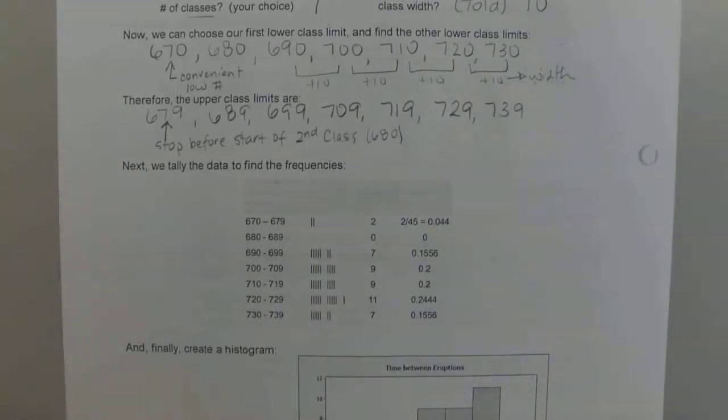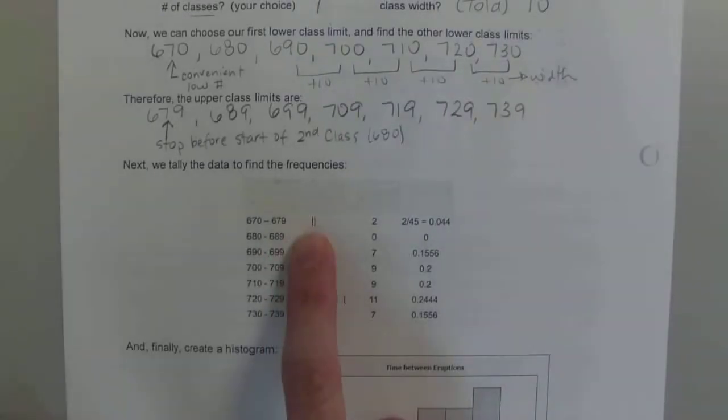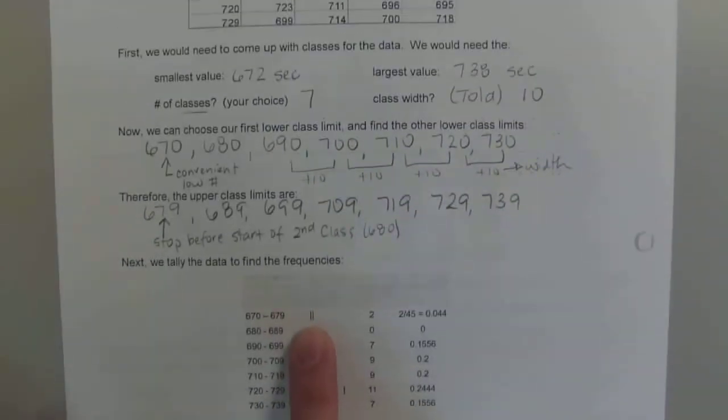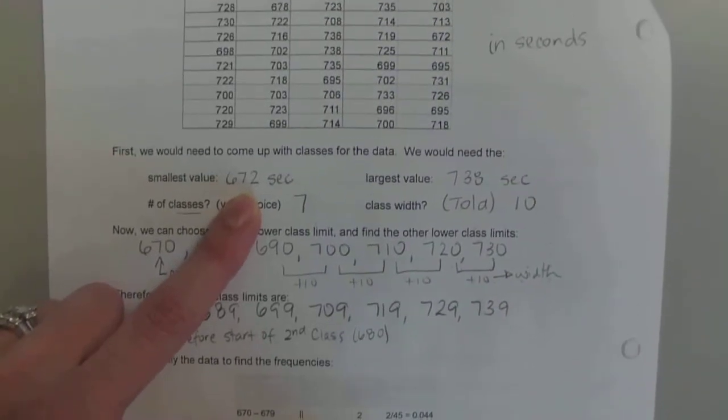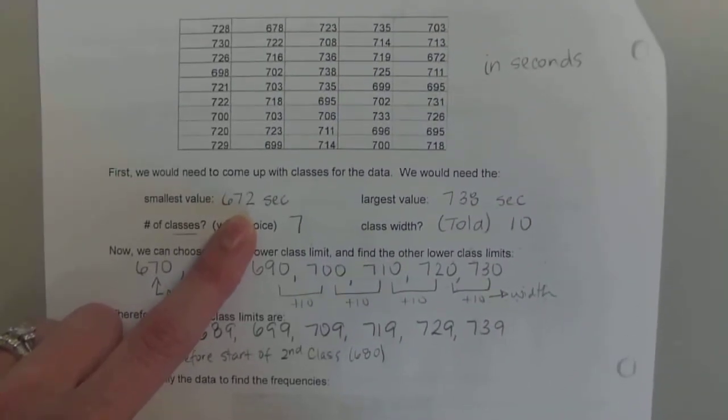So what did they do for us? Thankfully, you guys don't want to look through 45 numbers here, right? They went and saw how many numbers are between 670 seconds and 679. Can we find those two numbers? Well, which one for sure? 672. What's the second one?